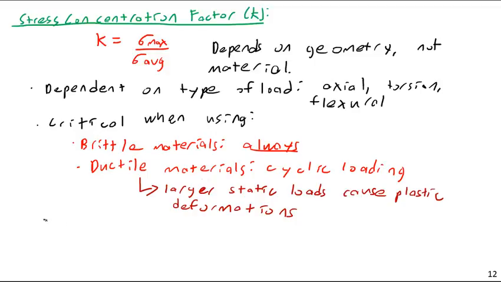So when a plane takes off, it pressurizes, using the power of the engines to pressurize the cabin, and as it lands, it depressurizes. The next flight, it pressurizes, depressurizes, again and again and again. It's a cyclic loading. Now aluminum is definitely not a brittle material. It's definitely a ductile material. However, this is a cyclic loading.